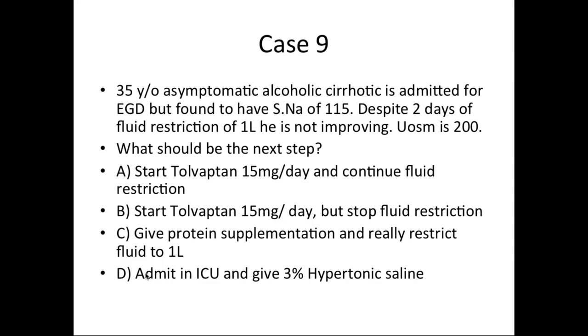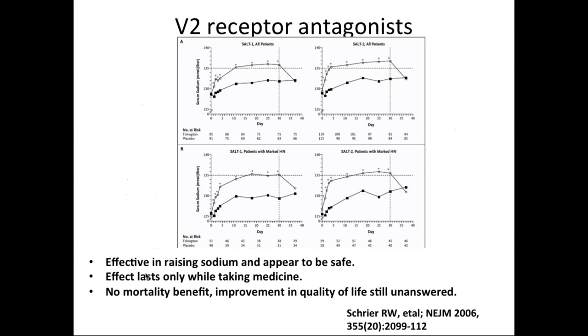Or the other option is he's eating a normal intake of 600 osms, but he's not really restricting his fluid intake to 1 liter. So with a urine osmolarity of 200, it should be possible to just supplement with protein and restrict him really to 1 liter, and that should correct him as well.